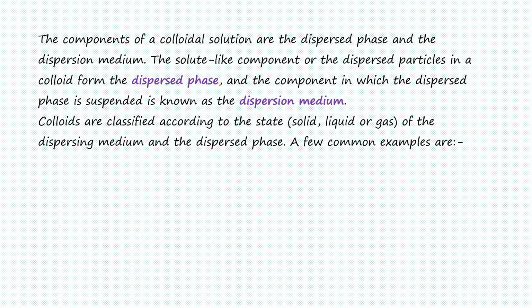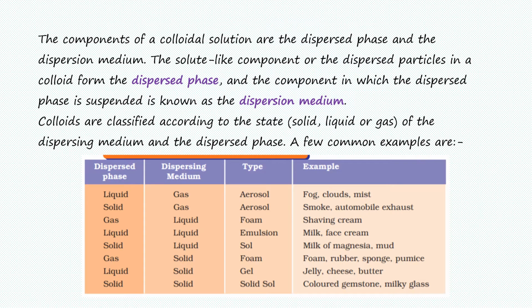Now we see colloids are classified according to state. They are classified as solid, liquid or gas depending upon the dispersion medium and dispersed phase. Dispersion medium is equivalent to solvent and dispersed phase is equivalent to solute. And these are some of the examples, and you must remember all these examples. These are very, very important from the examination point of view.